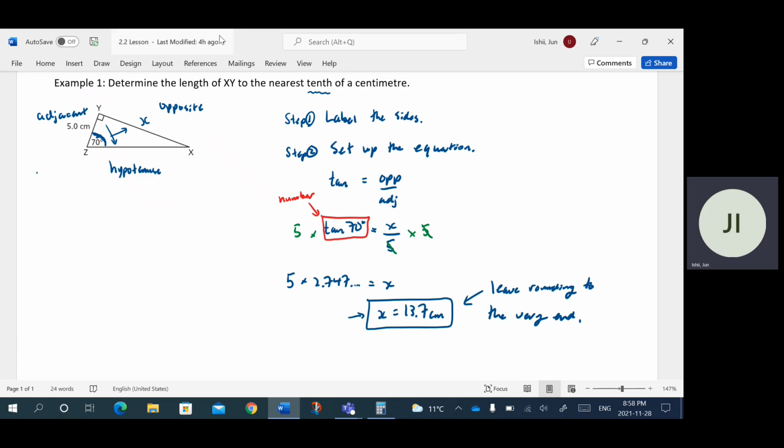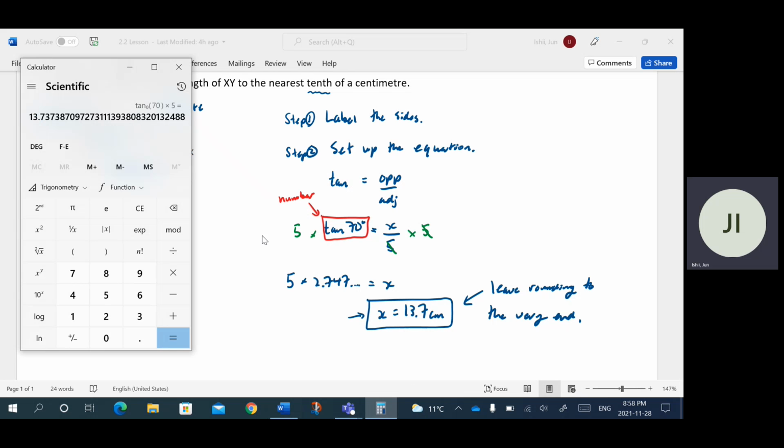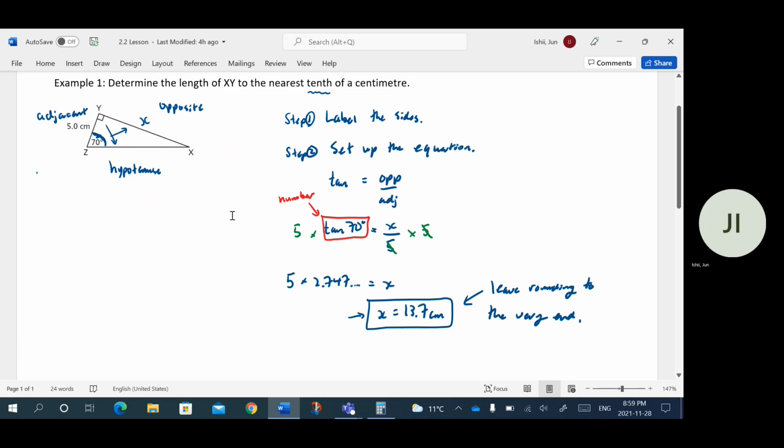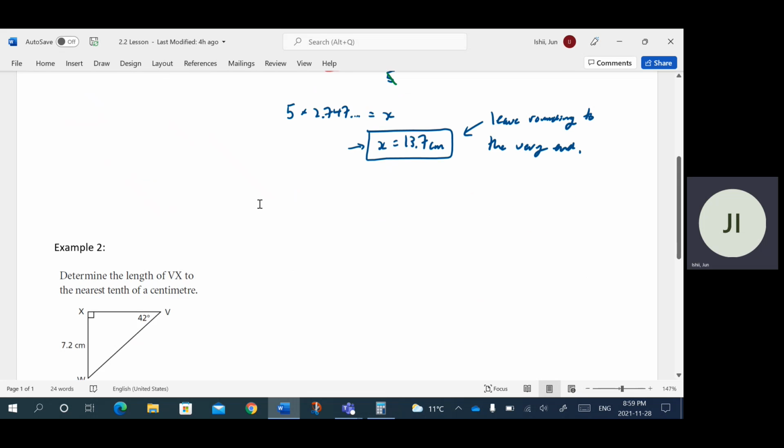Right, so if you were to punch in tangent of 70 into your calculator, what you want to do is just leave it in your calculator to how many decimal places it goes, and then multiply that by 5, and then round the answer. So you'll see here, yeah, this turns out to be 13.7 centimeters. Cool. All right, so let's try another one.